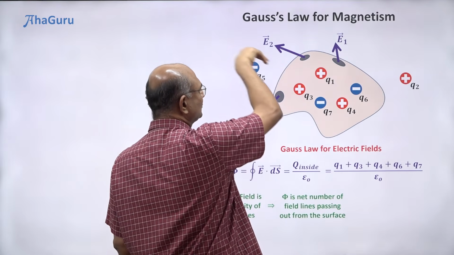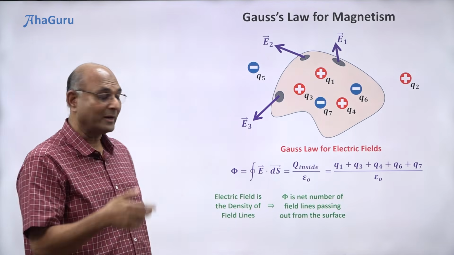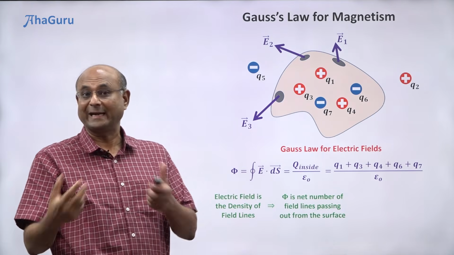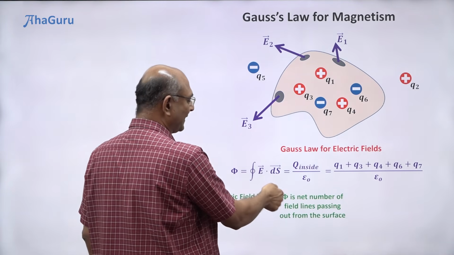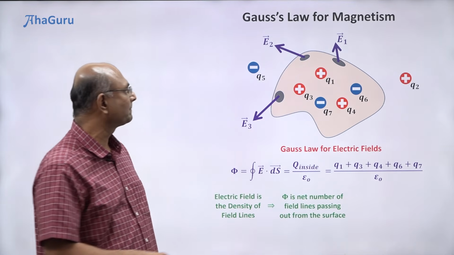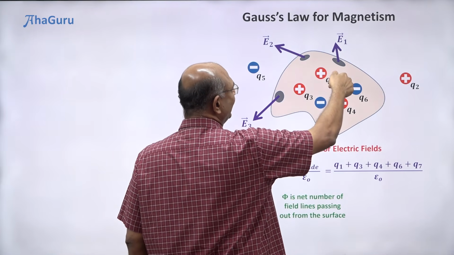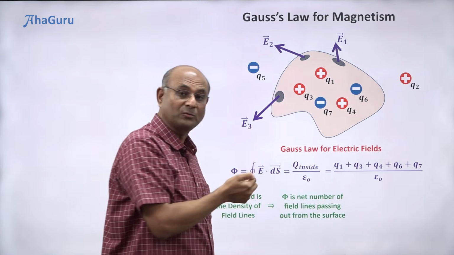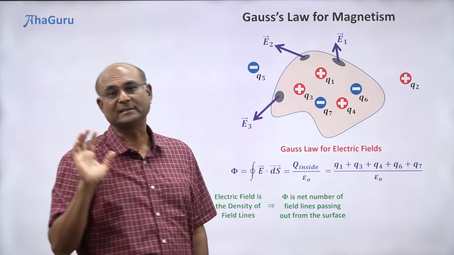Of course, if a line is going in, if the electric field was pointing inwards, you'll be saying lines are going in. So lines which are going in, we'll call them negative lines. Lines coming out, we'll call positive lines. So phi, the flux, is telling us the net number of field lines passing out from the surface. Net. So if a line goes in, it will be considered as a -1. When it comes out, it will be considered as a +1. So if a line came in and went out, it is effectively like a 0.